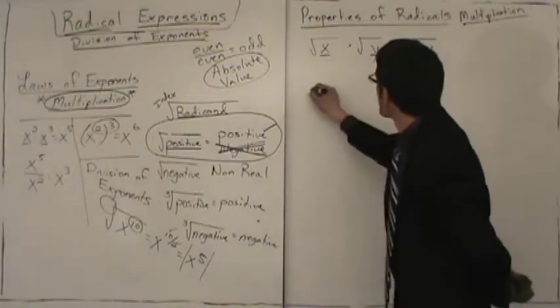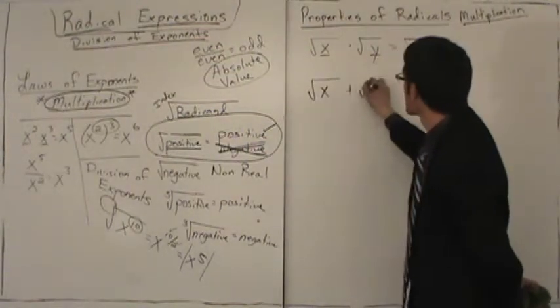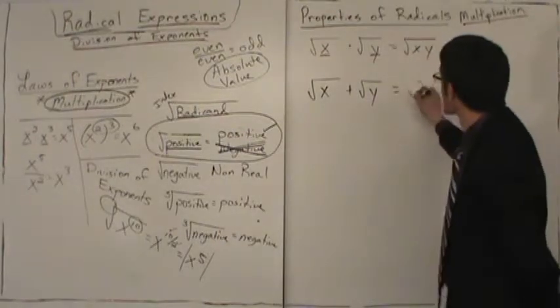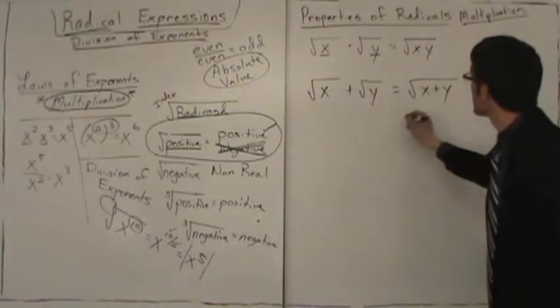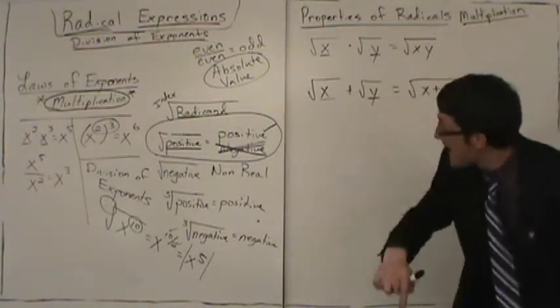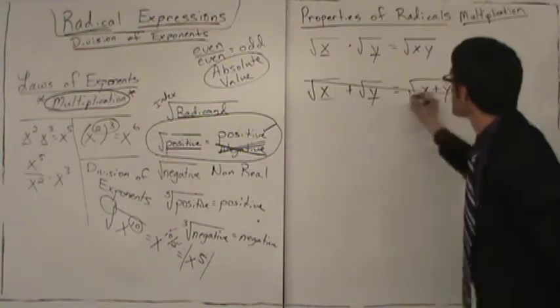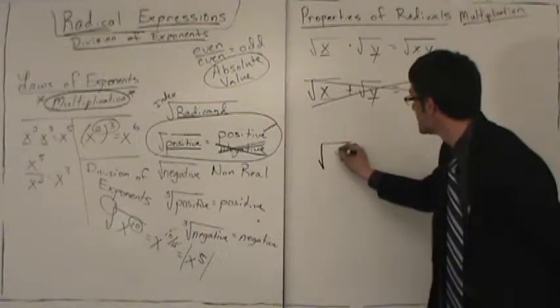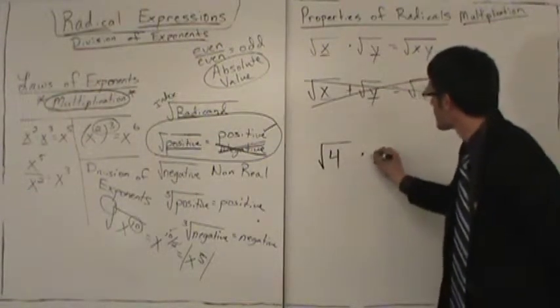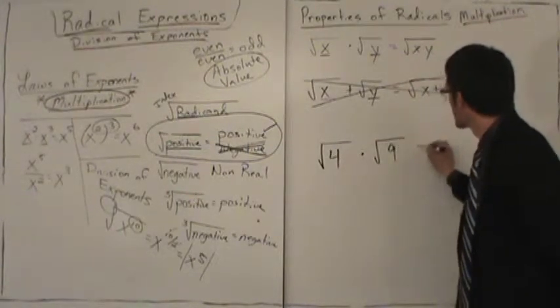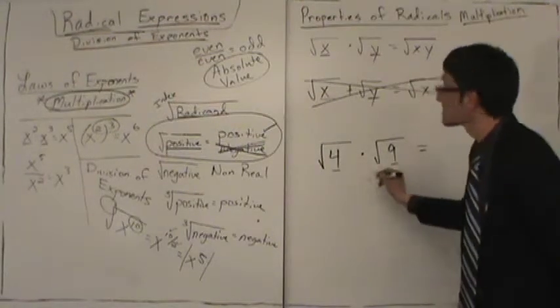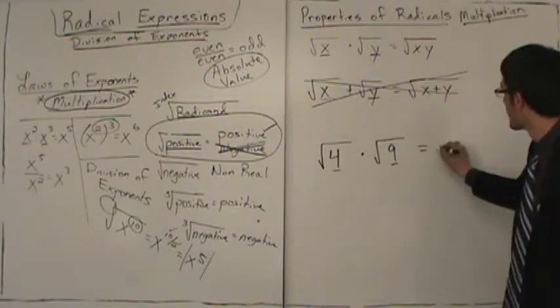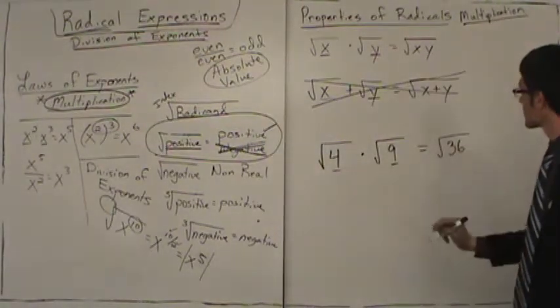So this is true. However, if I write root of x plus the root of y, is this equal to the root of x plus y? Can we add the radicands together? Absolutely not. This is not true. Let me show you why. So if I write the root of 4 multiplied by the root of 9, question, can we multiply the radicands together? Yes. 4 times 9 is what? 36. So we get the root of 36.